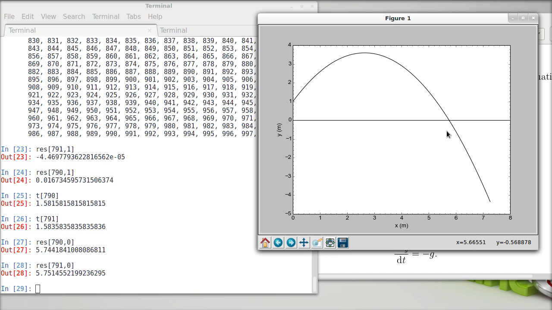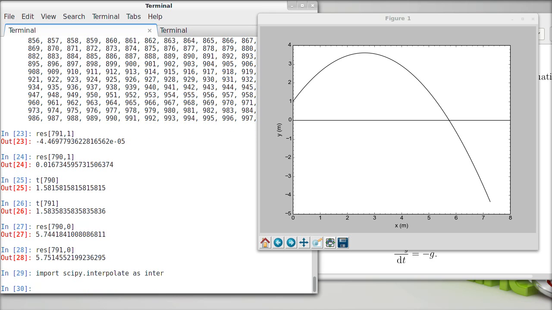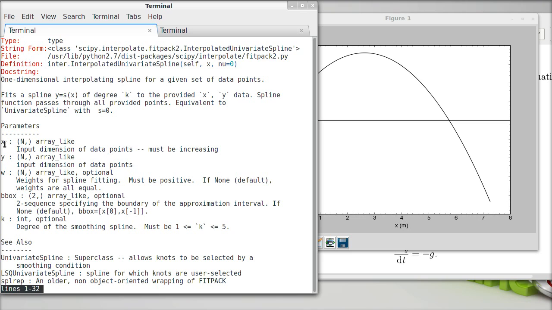That's a perfectly good approach. Another approach is to say, well, what I'm really interested in is x as a function of y, and I want to know the value of x when y is equal to 0. So I could invert the function using interpolation, and that could be done very nicely with, for example, a spline. So let's import scipy.integrate as we typically do, and remind ourselves that we can construct a spline.